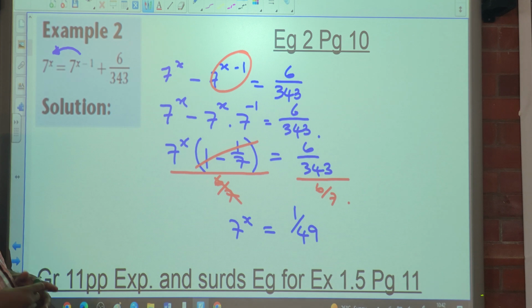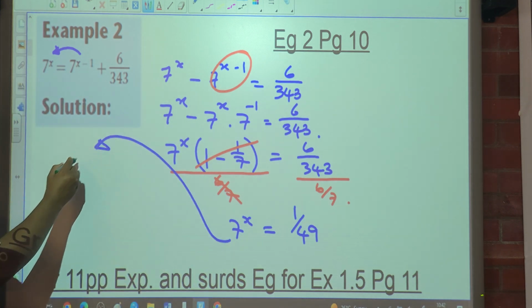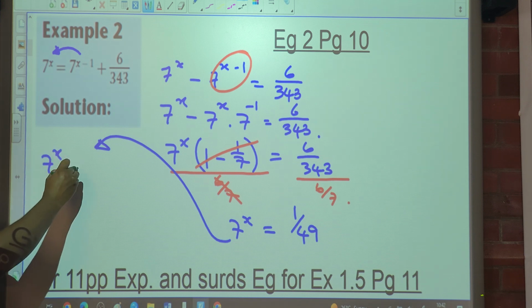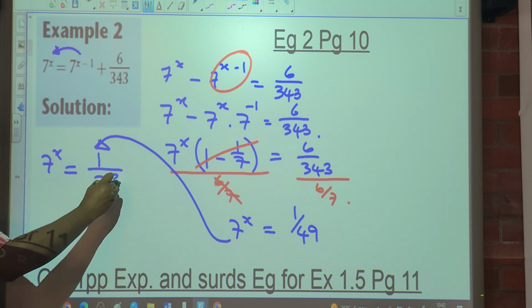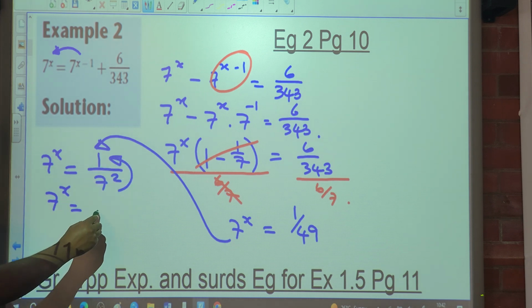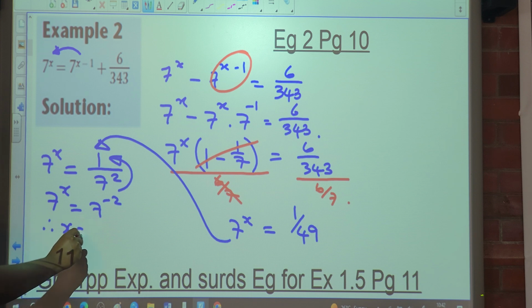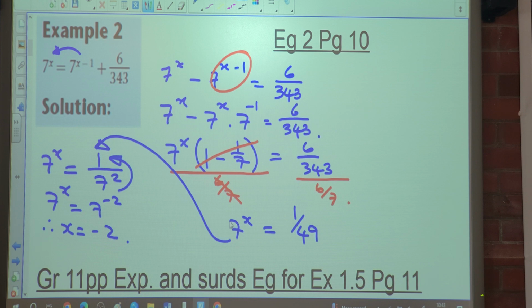But 1 over 49 can be written as what? So 7 to the x is equal to 1 over 7 squared. So 7 to the x is equal to 7 to the negative 2. So therefore, x is equal to negative 2. Okay?